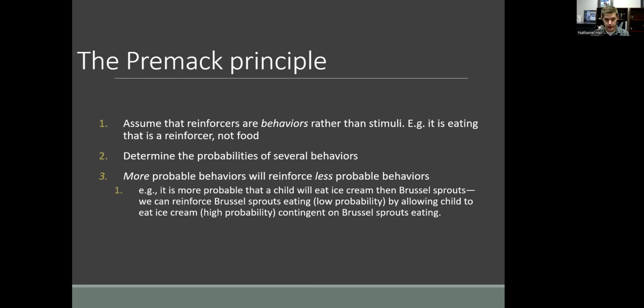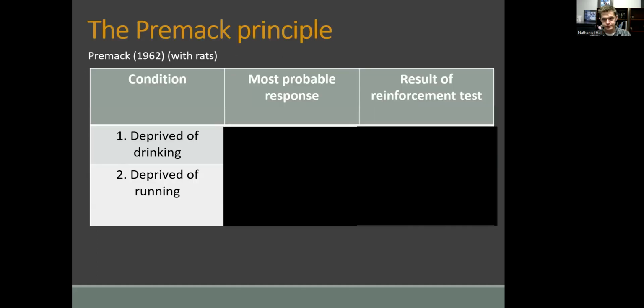by evaluating what the animal will do in a free operant kind of situation and seeing what things are going to be highly probable and what things are going to be low probability, and then arranging things in different kinds of contingencies so that if they engage in one low probability behavior, they get access to do a high probability behavior. And the original work from this came actually with rats. Essentially what they did is that they deprived the rodents of different behaviors, either access to drinking or access to running on a wheel.